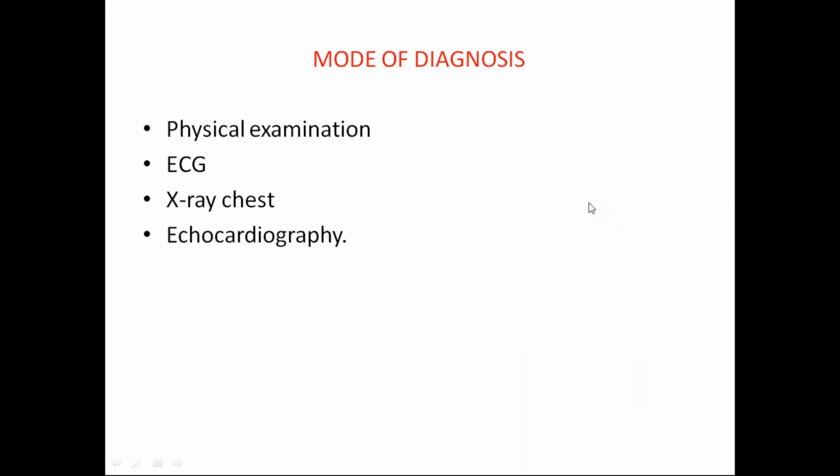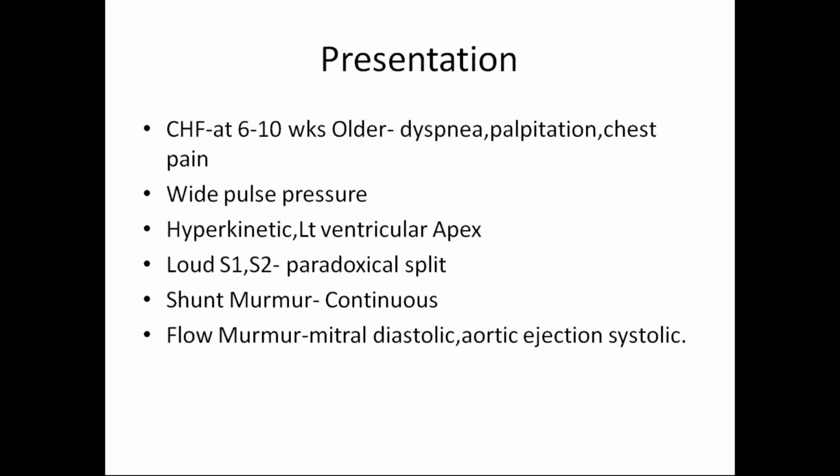How do you diagnose? Obviously history, physical examination, ECG, X-ray and echo. All of cardiology, you can write this. Coming to the presentation, how does the child present? This is not so subtle like ASD. In PDA, a considerable amount of blood flows from the aorta into the pulmonary circulation and puts more volume into the pulmonary region.